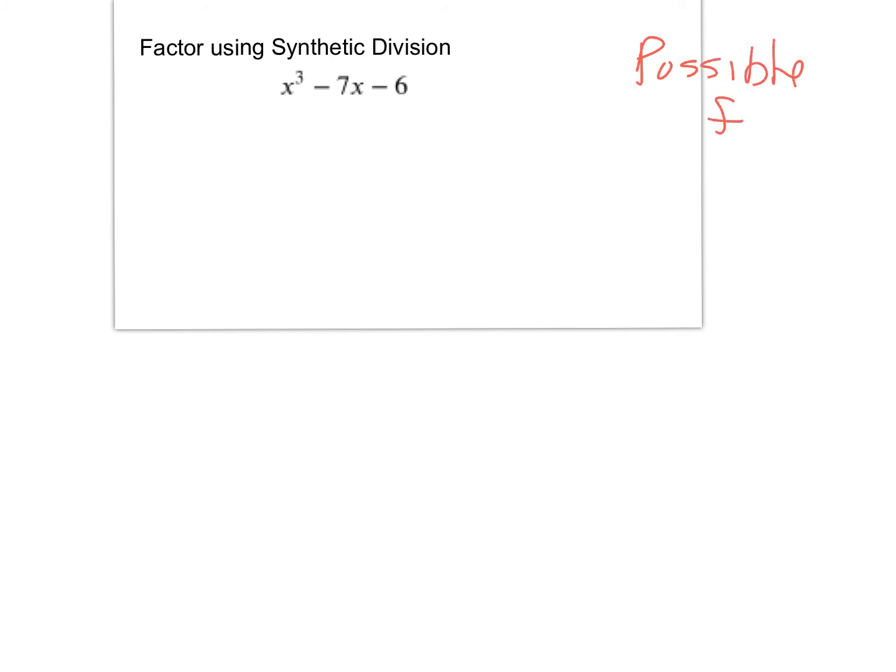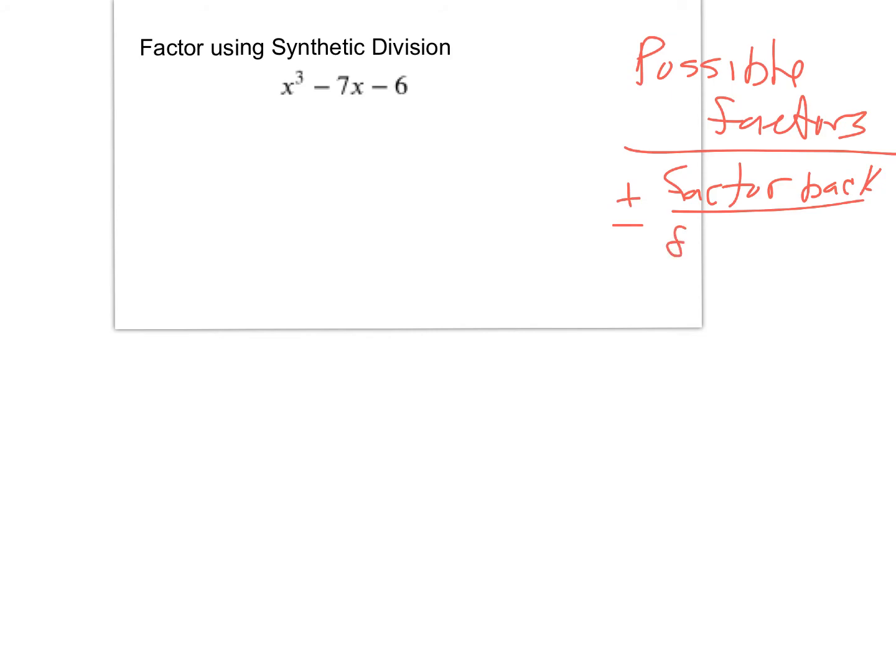So we're basically going to list all the things this could be. Now, how I teach my students is, again, it's plus or minus factors of the back over factors of the front. Okay. So let's take a look. Let's look at the front. Our coefficient is 1, so it's 1 and 1.